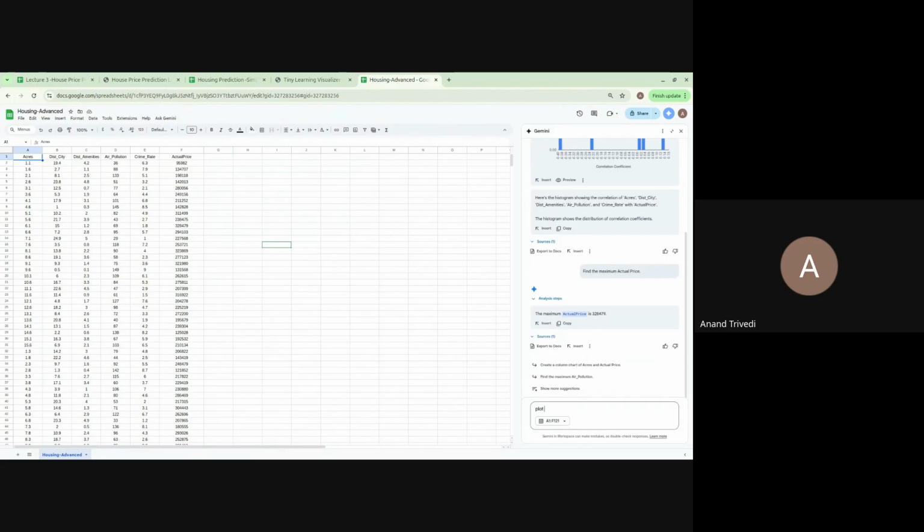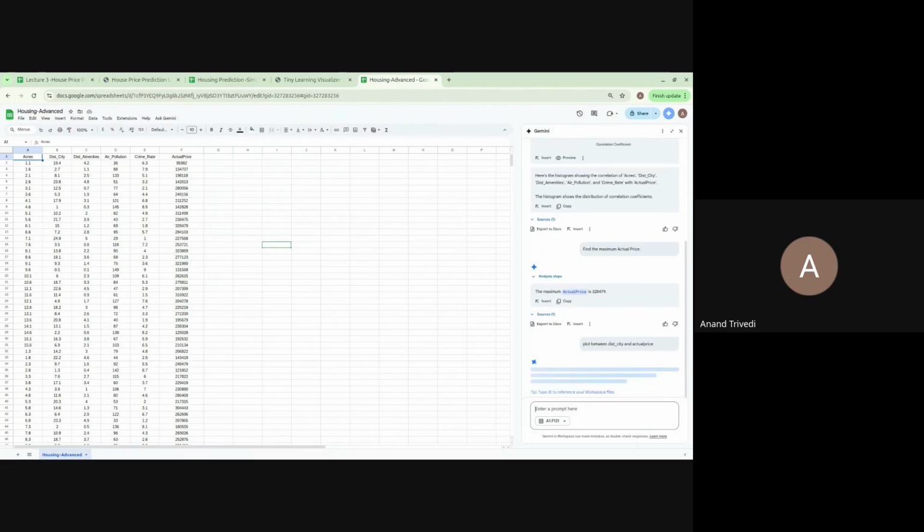Now, even if a relationship is not present, it does not mean the feature should not be kept. In future, we will see that in neural networks, even if the relationship is not present, our AI will automatically learn to sideline that feature. These all are my features. So plot between, we already know acres, distance city and actual price.